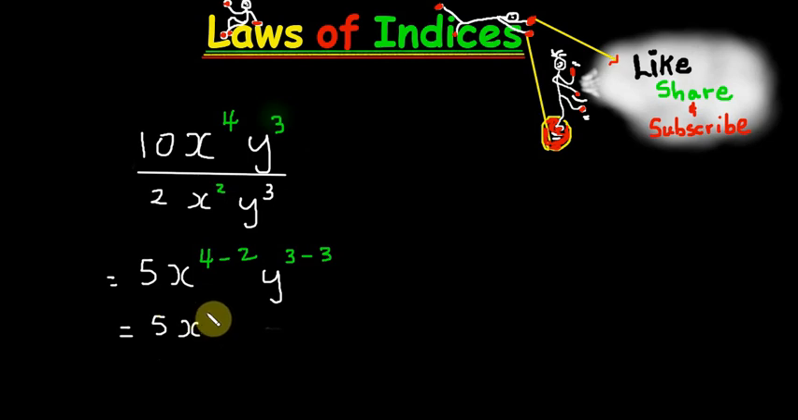4 minus 2 will give us 2. And y, 3 minus 3 will give us 0. But this is not complete as yet. Because why? We know that anything raised to the 0 power equal to 1. Right? Now we just proved that. So this is what we will write. 5x to the second power. But since we know that y to the 0 is equal to 1, then we just ignore that. Y to the 0 is 1.